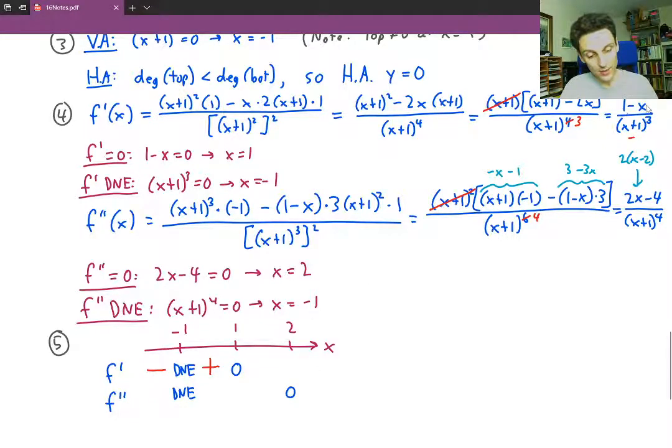Yes, because the corresponding factor 1 minus x has an odd exponent, and so the sign will flip. And that sign will stay negative at 2 and after 2, from 1 all the way to infinity. It'll stay negative. Let me erase my little sign there. Okay. Now we can move on to the second derivative.